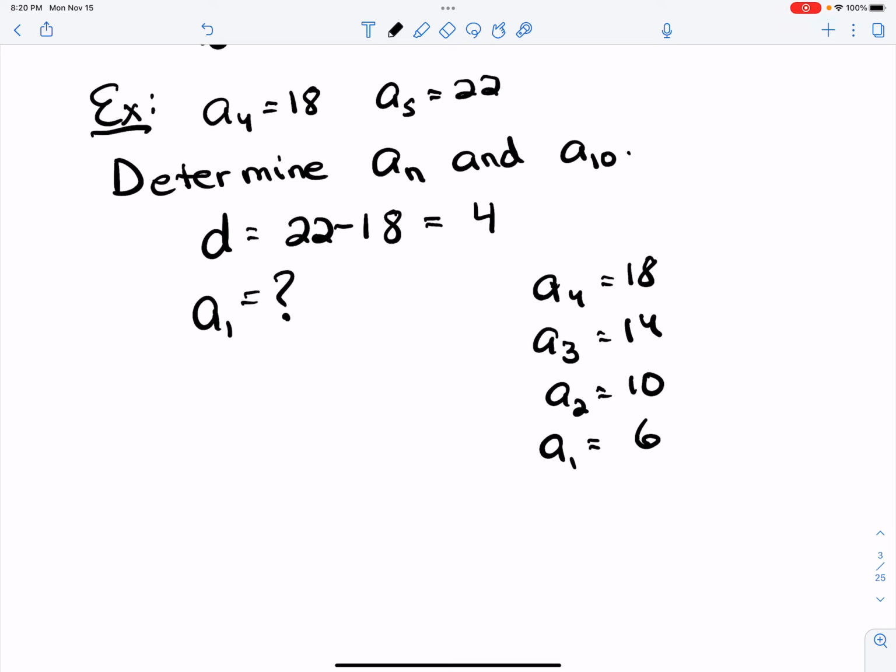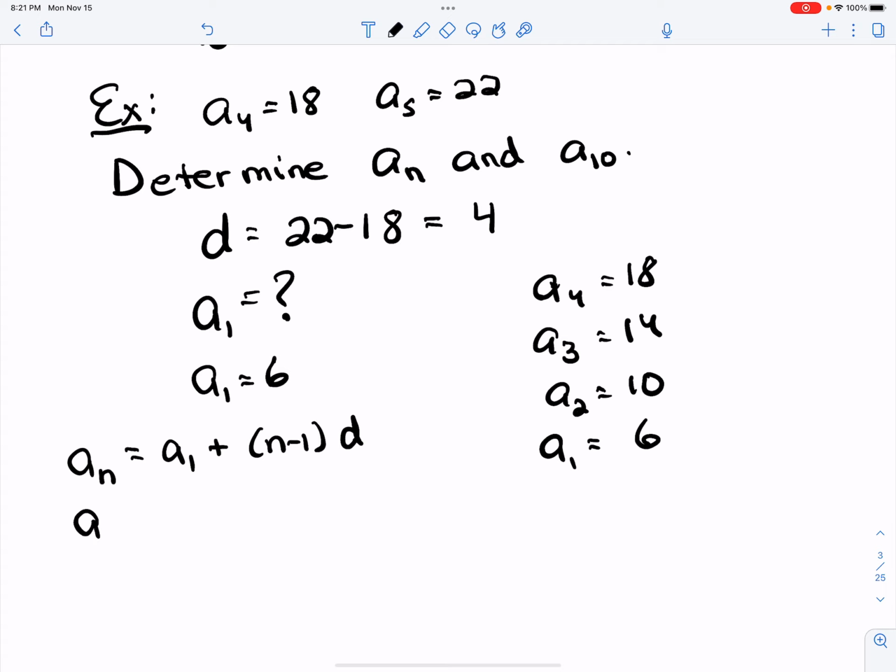Or you could think, well, if I'm at a sub 4 and need to get to a sub 1, then I need to go 3 steps back, and I have to decrease by 4 each time. So 3 times 4 is 12, 18 minus 12 is 6. That'd be another way to think about it. So now we've got our a sub 1 is 6. So we're going to use our formula. A sub n equals a sub 1 plus n minus 1 times d. So a sub n equals 6 plus n minus 1 times 4.